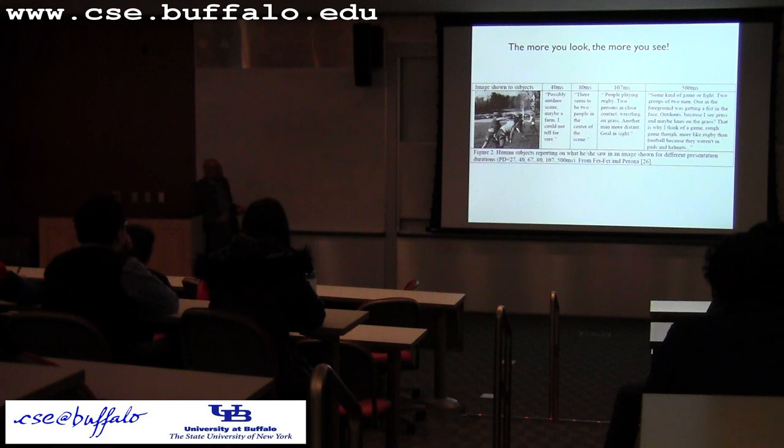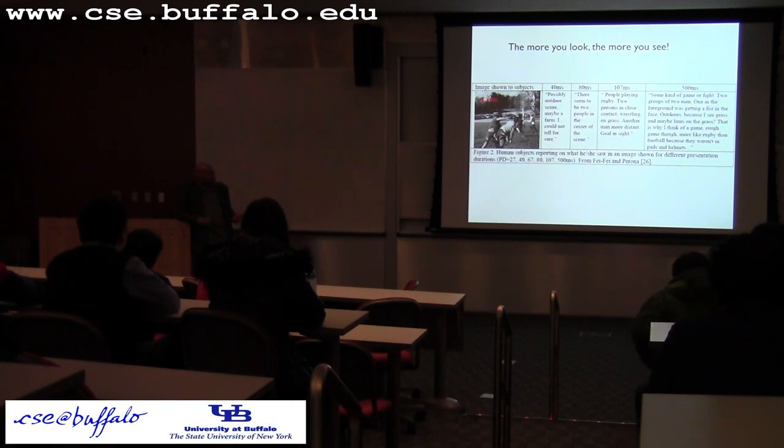So I want to start with this slide, which is from Fei-Fei Li and Perona, which is on what humans can do. What they did was they showed images like this to people for short periods of time, either 40 milliseconds, 80 milliseconds, 107 milliseconds, or more. So they flash the image, then they turn it off, and then they ask people to write down what they saw.